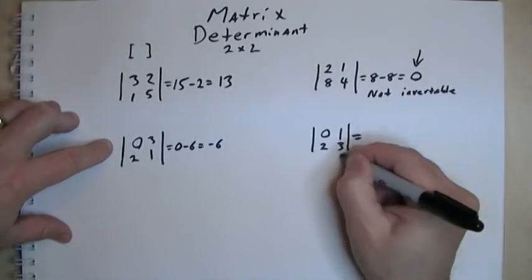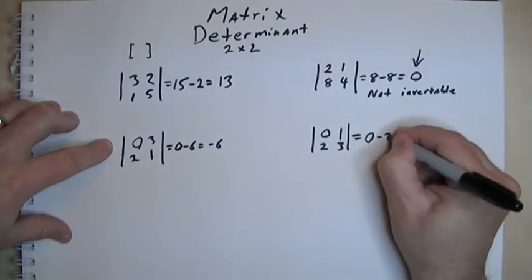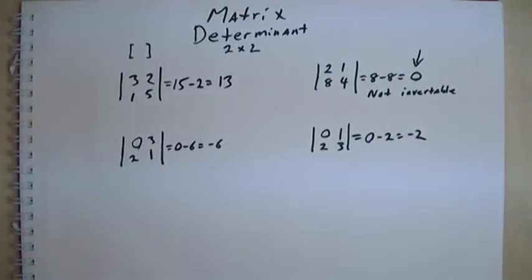Finally, here's one real quick. 0 minus 2, negative 2. And we've calculated the determinants of all those matrices. And that's for a 2 by 2. The next video we'll talk about how to calculate the determinant of a 3 by 3 matrix.